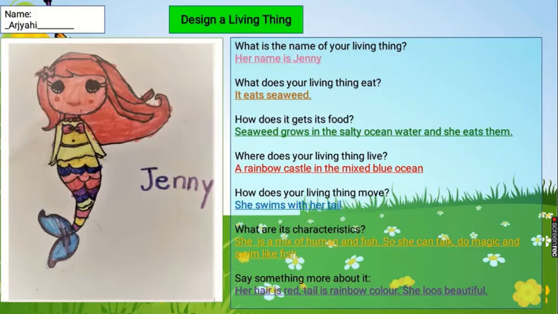And how does she move? She swims with her tail. Isn't that cool? What are its characteristics? She is a mixed human and fish, so she can talk, do magic, and swim like fish. How cool is that? Her hair is red, her tail is rainbow color, and she looks so beautiful. It is very beautiful, Arjahi. It's a very nice living thing. I kind of wish that mermaids were really real.